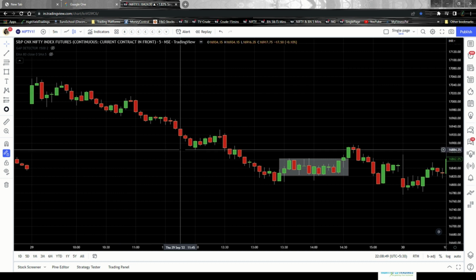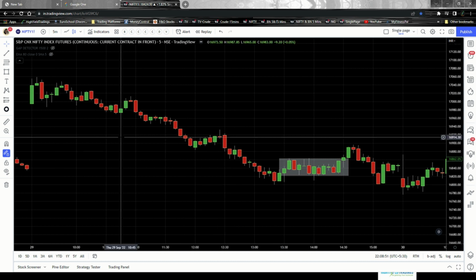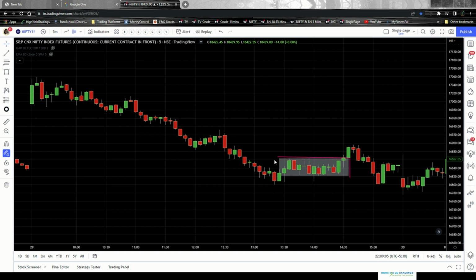So what you see here, the day started, and where exactly do you see a consolidation happening? A good amount of consolidation. Where do you see that? Well, I would say this is the place, right? This very place is where the consolidation was happening, from around 1:30 in the afternoon till 2:30 in the afternoon. It was almost 55 minutes to 1 hour wherein the Nifty was consolidating.